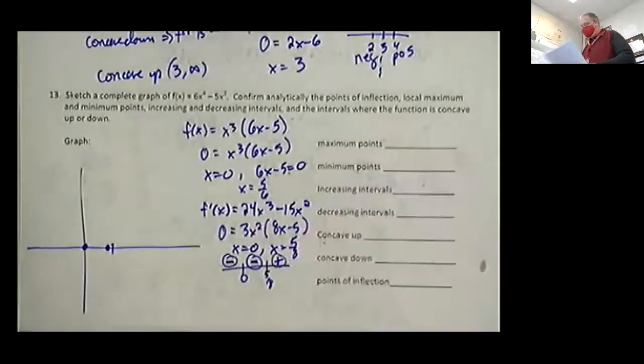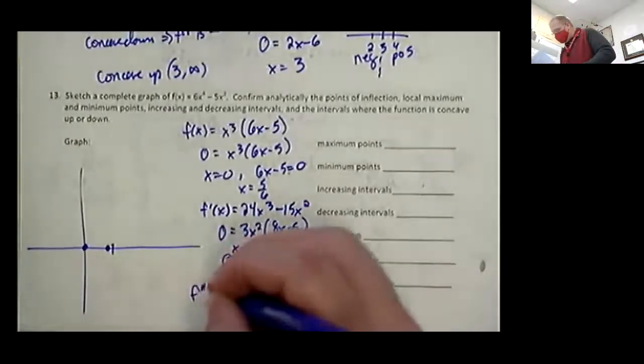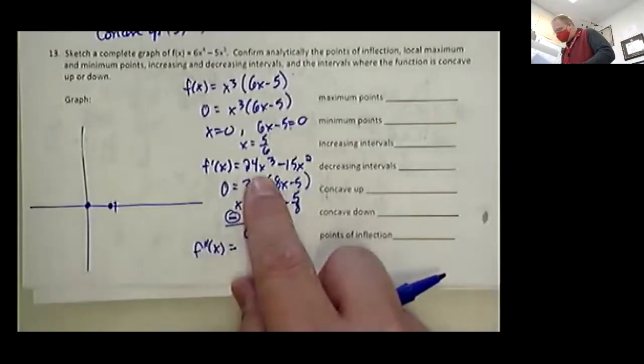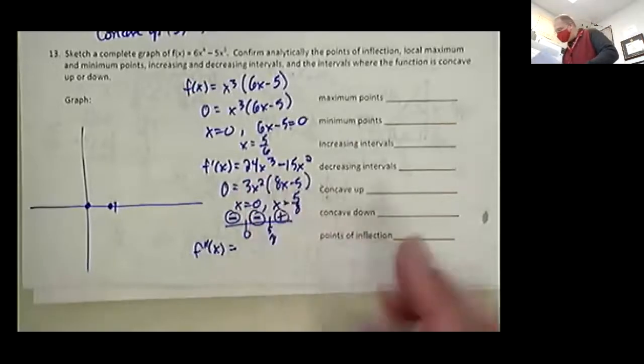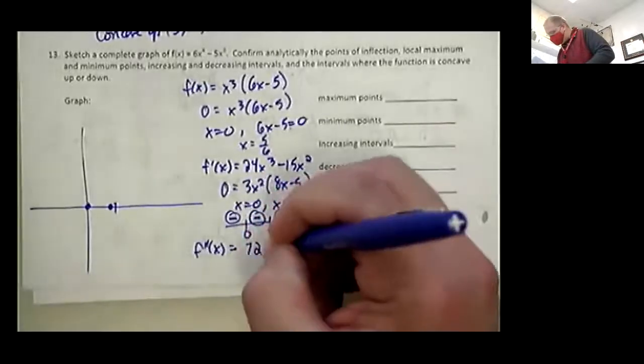While we're here, let's go ahead and do the second derivative. So f double prime of x is the second derivative. So that's going to be, we can do that. Yep, 72x squared minus 30x.